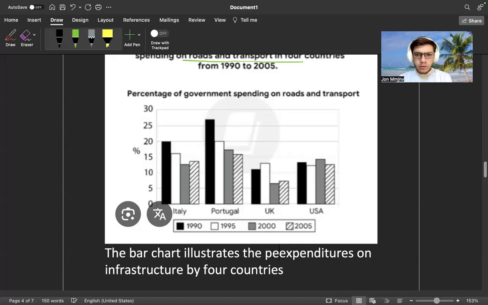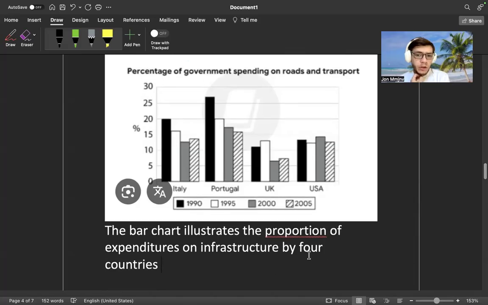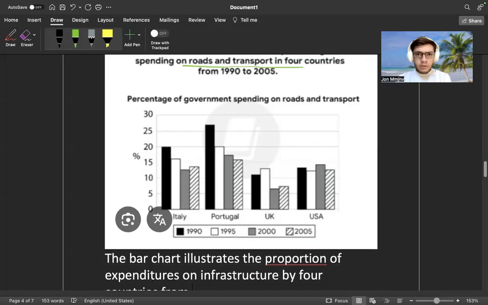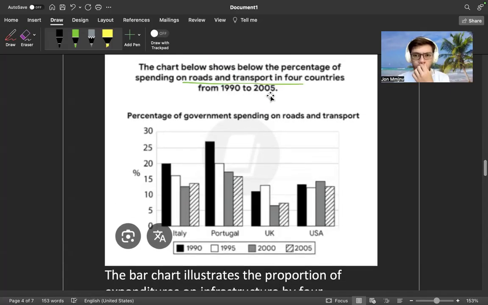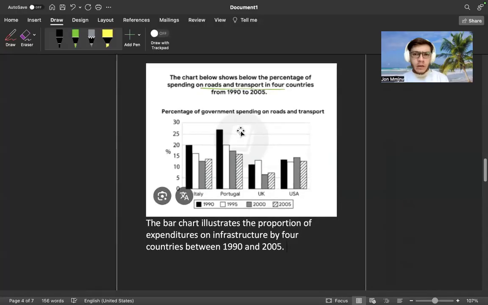maybe the percentage of, no, it said percentage of, right? The proportion of, right? Proportion of expenditures on infrastructure by 4 countries. From, it said from, right? You see from 1990. From 1990 to 2005. Okay. Between 1990 and 2005. That's it. I think this is the best.